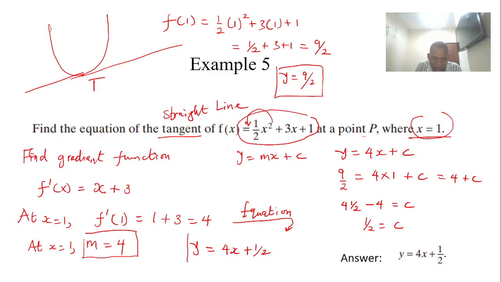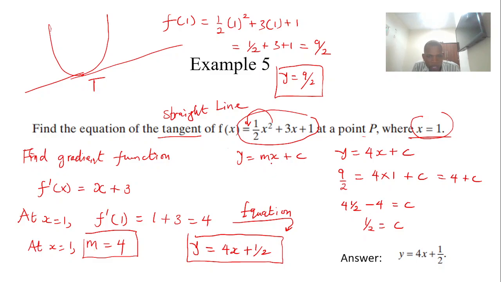Now this is the final answer, okay? So obviously, let's go over the steps one more time. The first thing I did was to get my gradient function, which is f prime of x, which is x plus 3. Then I calculated the gradient at the point x equals 1. So I plugged in the value of x into your gradient function, which gave me 4. And that gave me my m as 4.